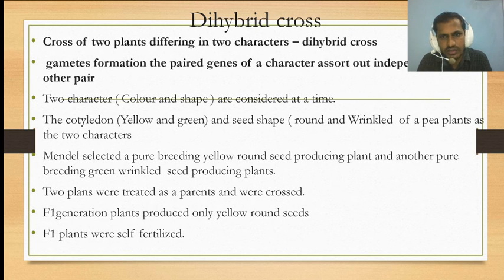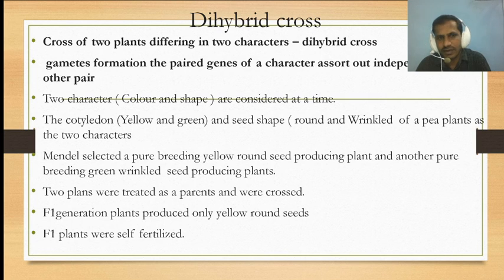Last class we talked about monohybrid cross. It's a cross between two plants differing in one set of characters. Now we are going to discuss dihybrid cross. It's a cross of two plants differing in two sets of characters, which is also called a dihybrid. Di means two. Two sets of characters are differing in these plants. Through that, Mendel proved his law of independent assortment.